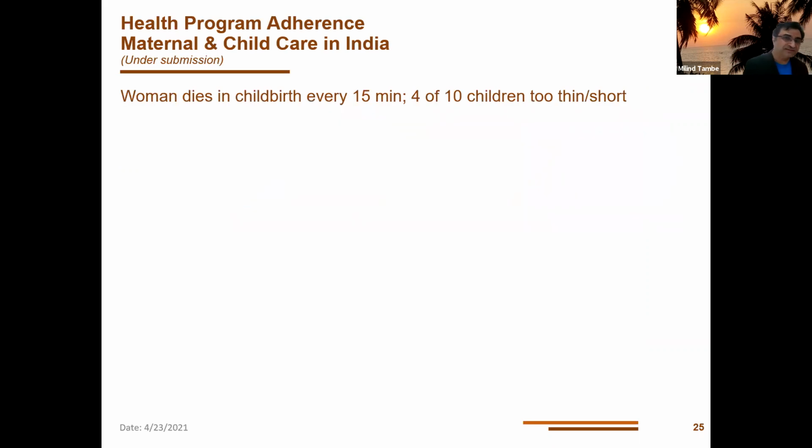The domain here is something we've been working on in Google Research India in maternal and child care. The situation with respect to maternal and child care in India is terrible. A woman dies in childbirth every 15 minutes. 4 out of 10 children are too thin or short.